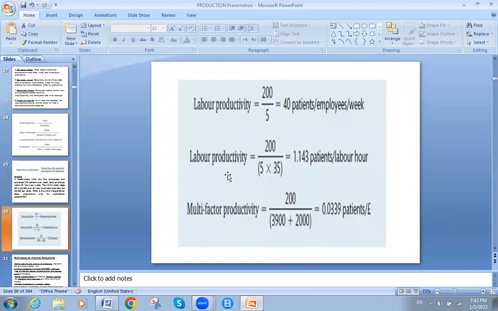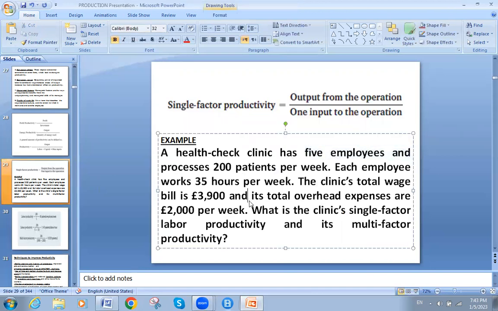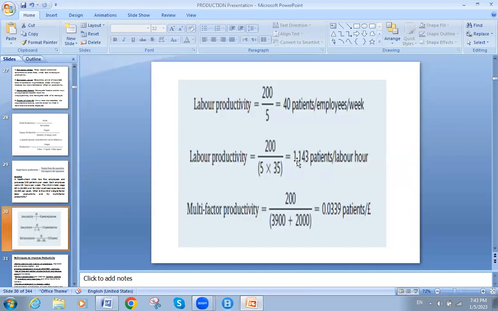For calculating the labor productivity, we have 200 patients divided by the 5 employees, which means 40 patients per employee. Labor productivity will be 200 divided by 5 times 35. What is the 5 here? We have 5 employees and each one of them works 35 hours per week. So that gives me 1.143 patients per labor hour.